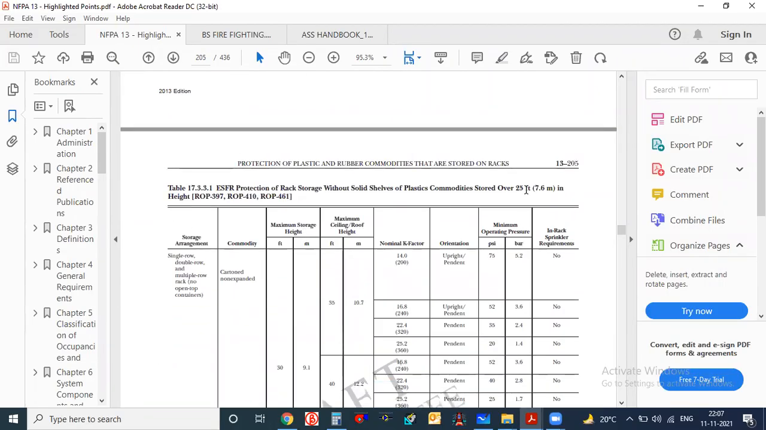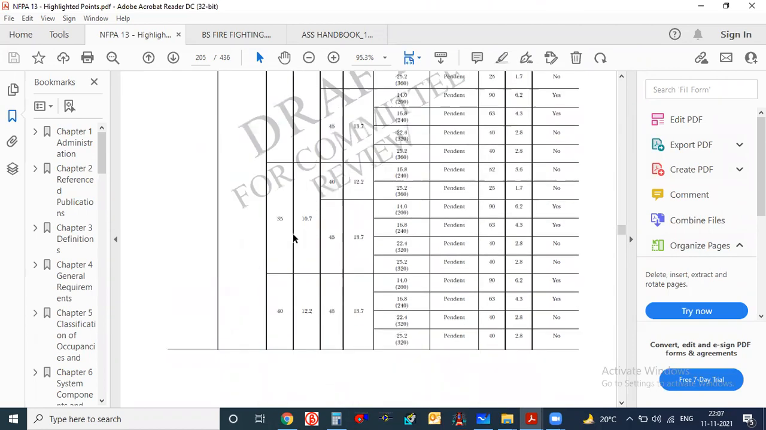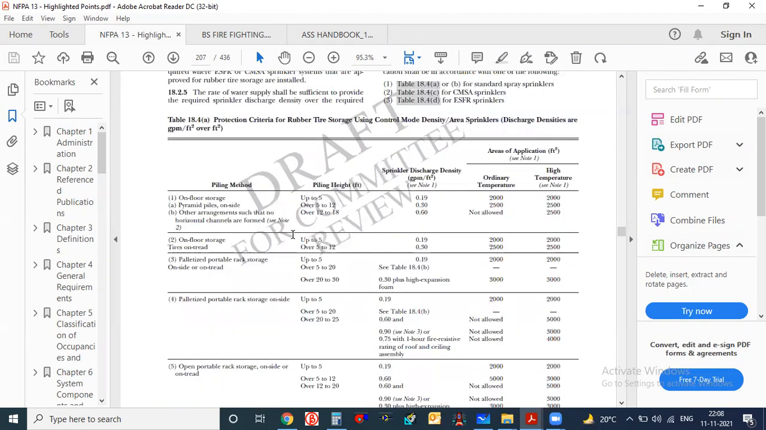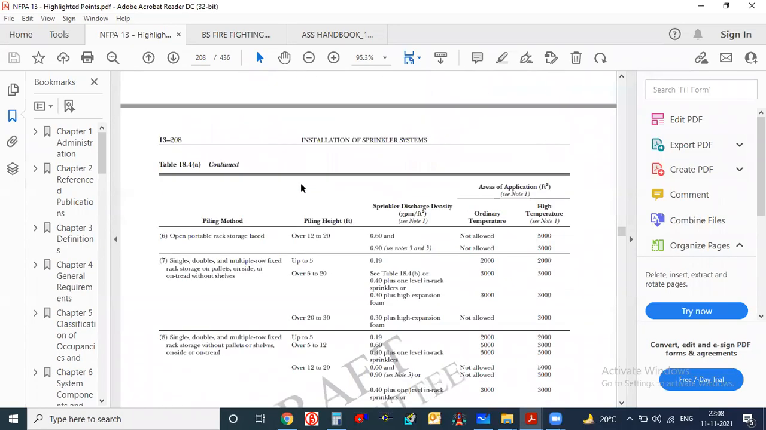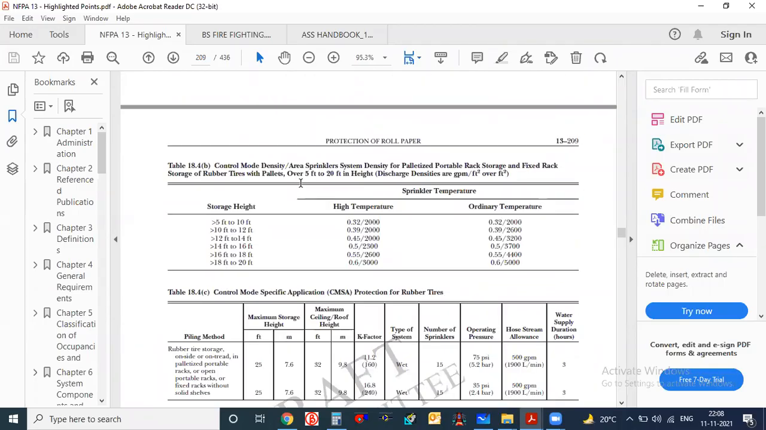The same thing is given, ESFR and CMSA for more than 25 feet in height. So you will find the same kind of pattern here. Always you will find the same. One, they have given the CMDA sprinkler also here, and something is written about the CMDA sprinkler. So this is a little bit complicated, but CMSA and ESFR are very easy to understand.